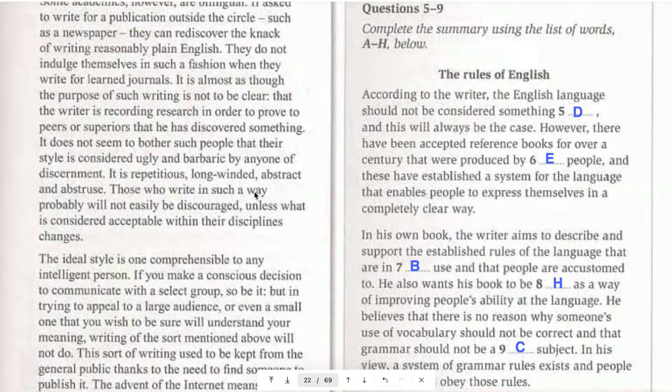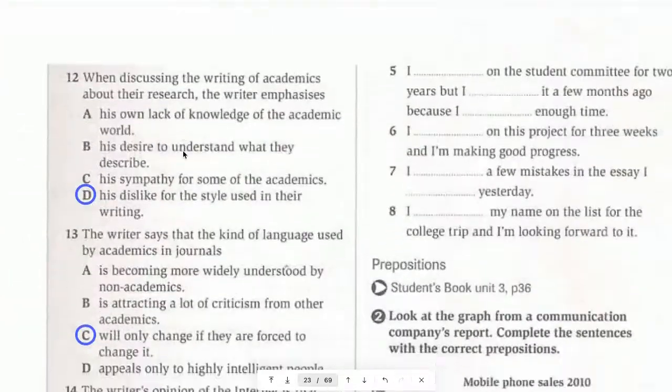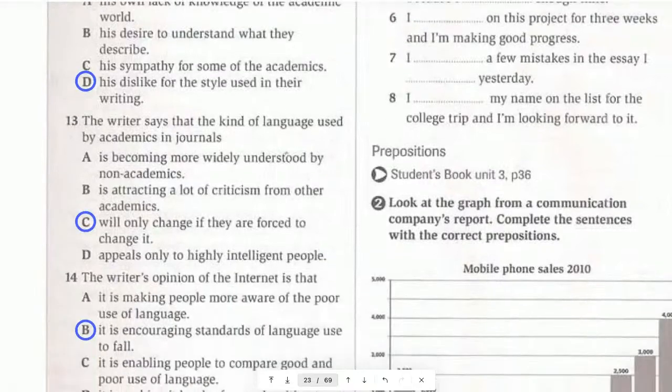And those who write in such a way probably will not easily be discouraged unless what is considered acceptable within their disciplines changes. So when you read this, you know that the writer doesn't like their writing style, because it's not clear. So the answer is D.